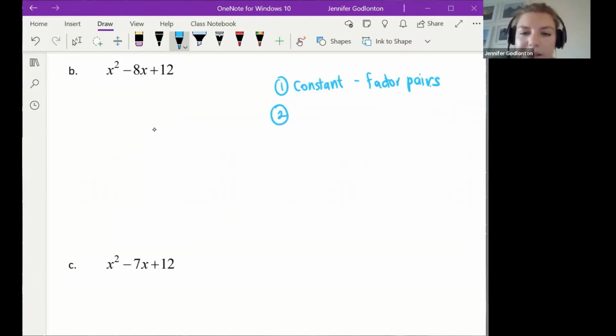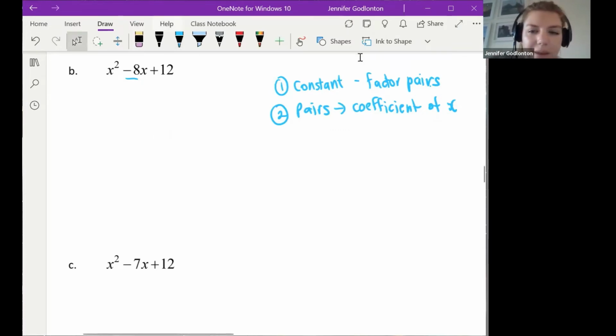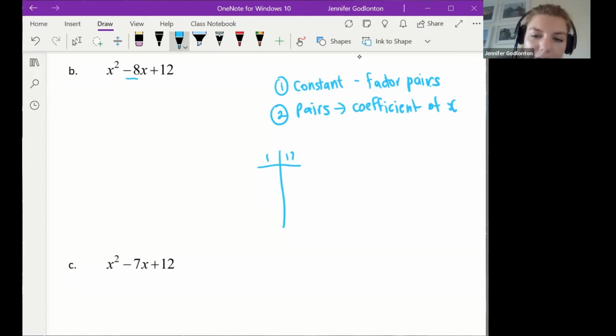Okay, second step, we look at the pairs and we think, how do we get the coefficient of x? So how do we get to that number over there? And then we write out our brackets. Okay, I'm just going to get our factor pairs of 12 happening over here.